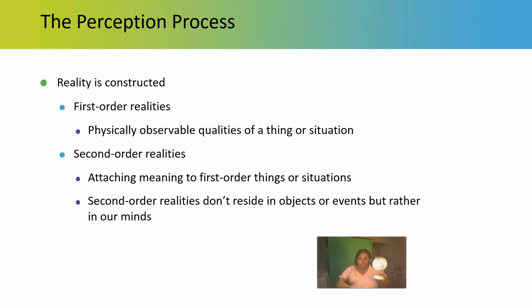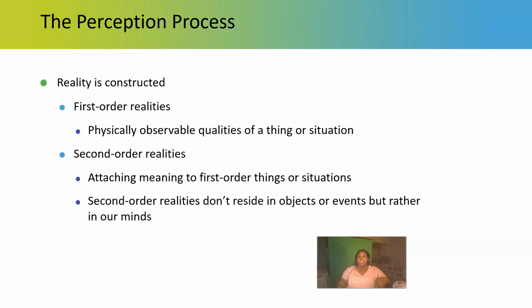So in this example of me and my globe, although my first order reality is the actual object, picking it up, putting it down, as I talk about the value I place in the object, that is my second order reality. Like, what does the globe represent in my life or the situation at hand, right? So with second order realities, they don't just reside in objects, but rather in our minds.